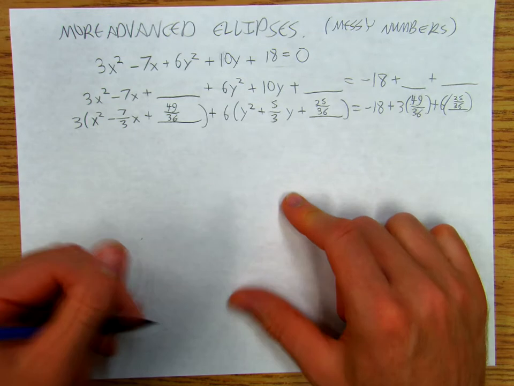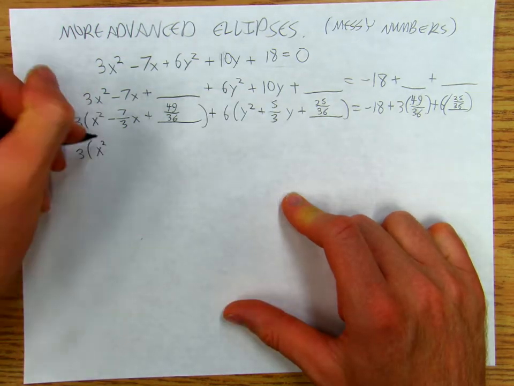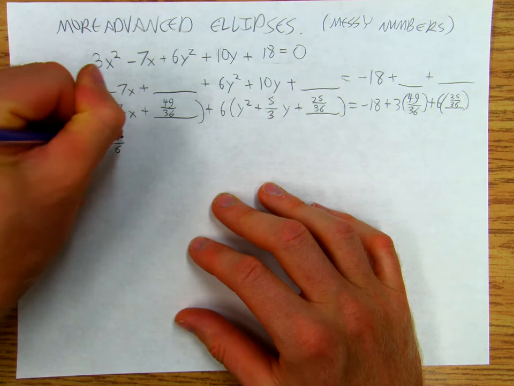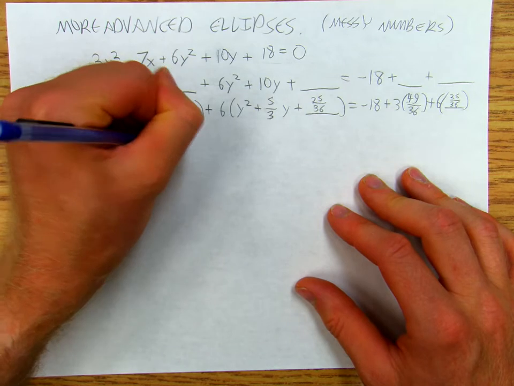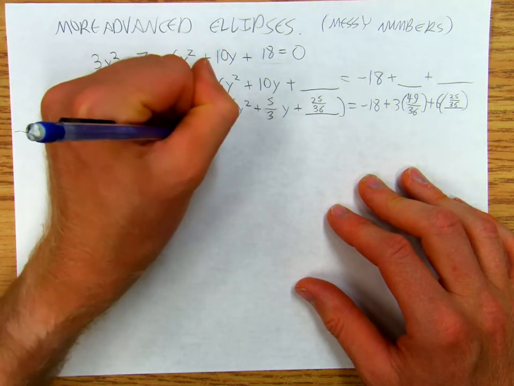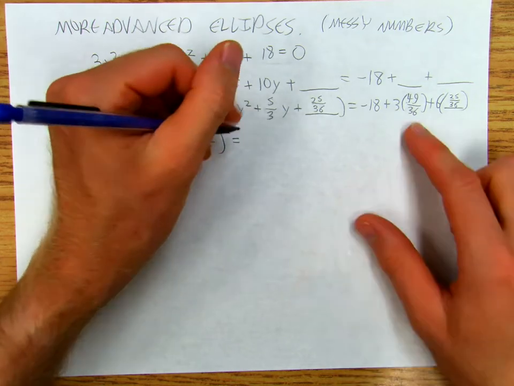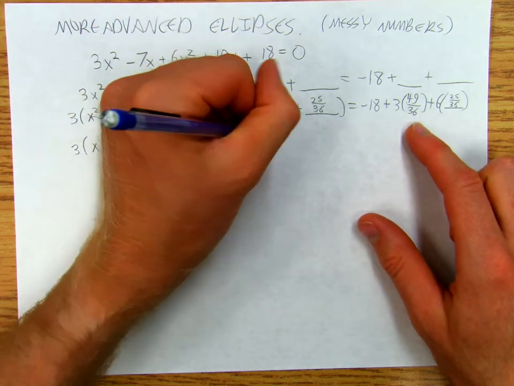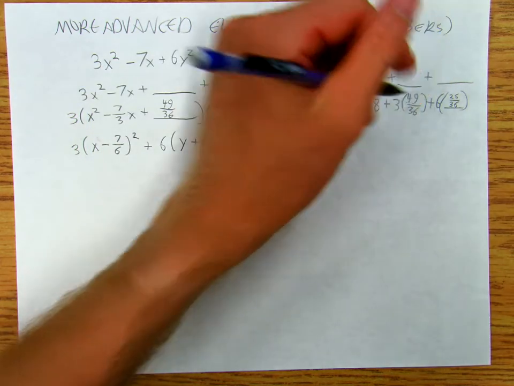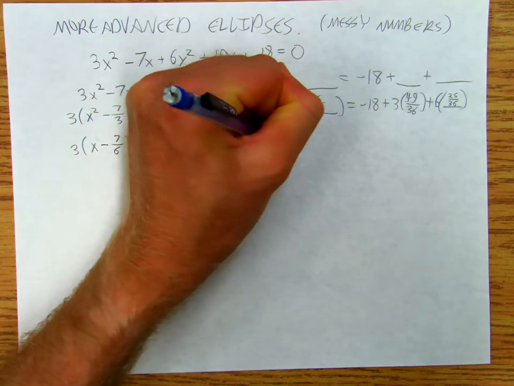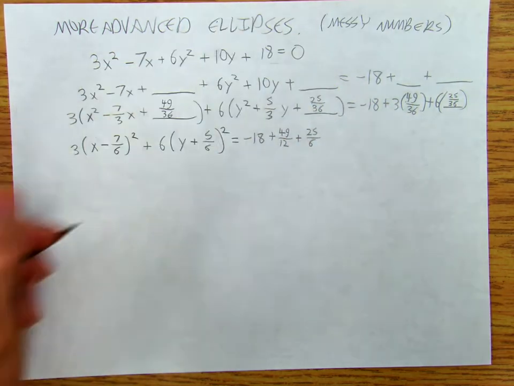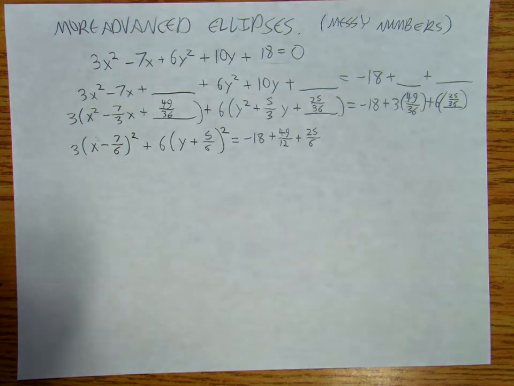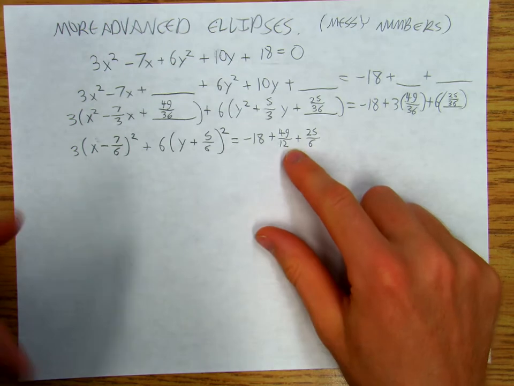And so now I've got 3 times x minus 7/6 squared plus 6 times y plus 5 over 6 squared is equal to negative 18 plus 49/12 plus 25/6. Okay, and then hopefully that's going to work.